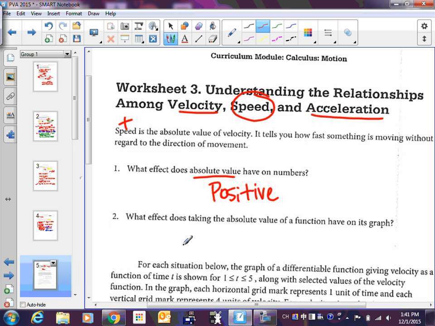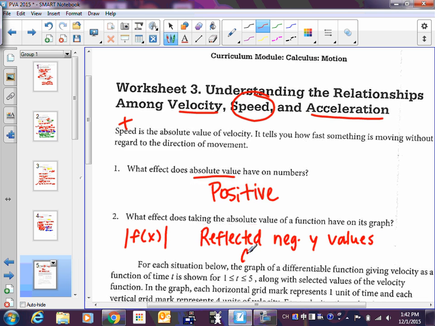Okay, now graphically, what does this do? And so I want you to think back to when you had absolute value of f of x and you had to transform it. Remember, like shifting left, shifting right, up, down. What did absolute value of f of x do to the graph? It made it not differentiable. It reflected, yeah, you're right. It does some weird things, but it reflected negative y values across the x-axis.